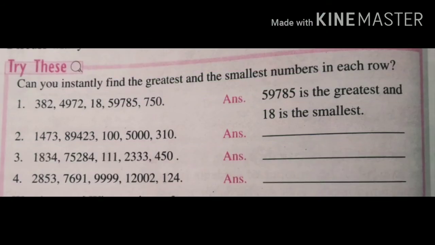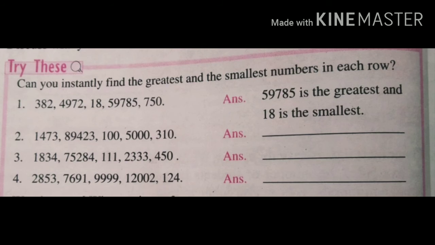So see, here we have the next exercise. Can you instantly find the greatest and the smallest number in each row? They have asked us to find the greatest and the smallest number in each row, and one is done for us. The way they have written the greatest and the smallest number, in that way we have to do the rest. So the second one we will see.